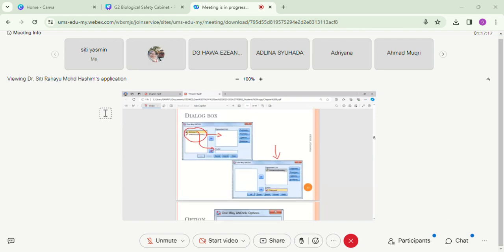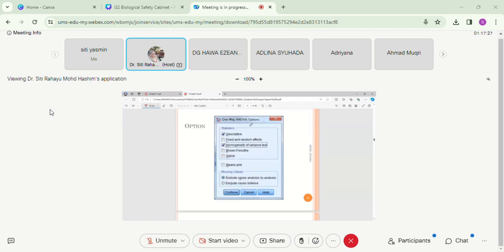Okay, the option button is this one. Why do you need to go to the option button? Because we need to test the homogeneity of variance. So this is where the Levene test is. In the independent sample t-test, you don't need to tick anything for the Levene test because it's already embedded together with the independent t-test. But for the ANOVA, you need to ask for it. So you need to go to options and tick homogeneity of variance test.